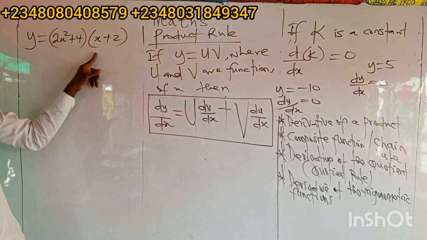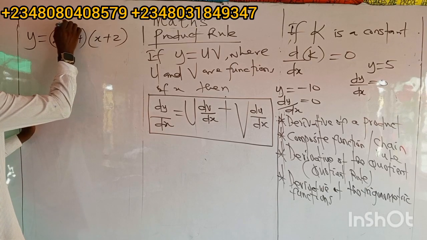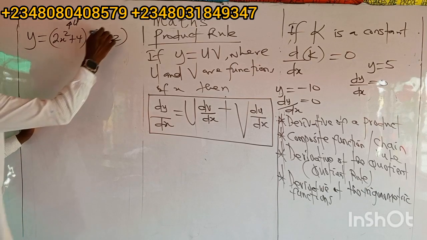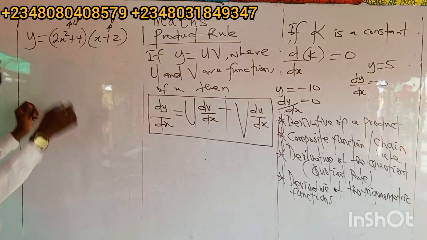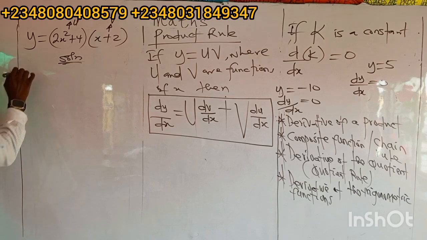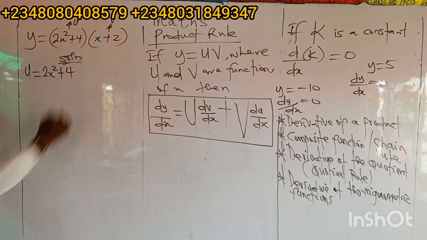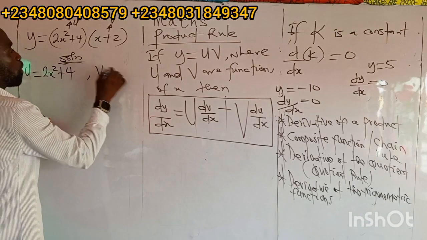So here, this is product: this one times this one. So I will represent this one by u, and this one is v. Are you with me? So for the solution, I'll give this shortcut. Our u is equal to 2x squared plus 4. Our v equals x plus 2.